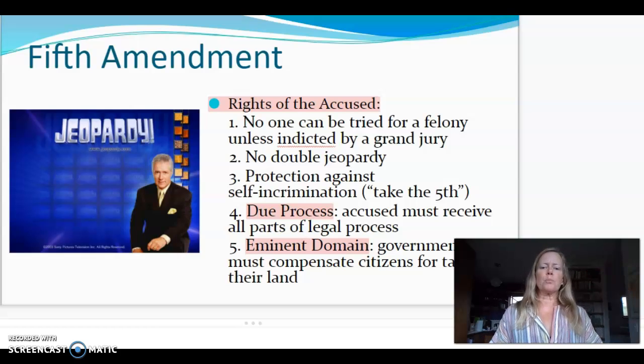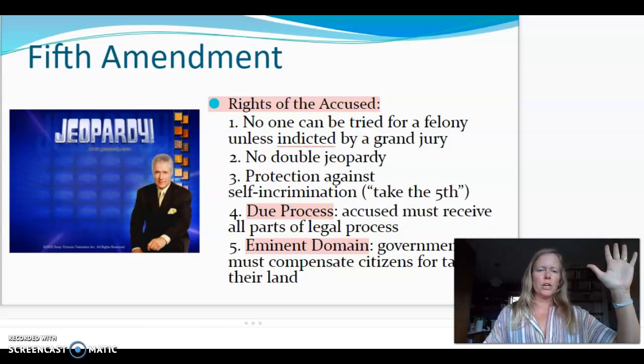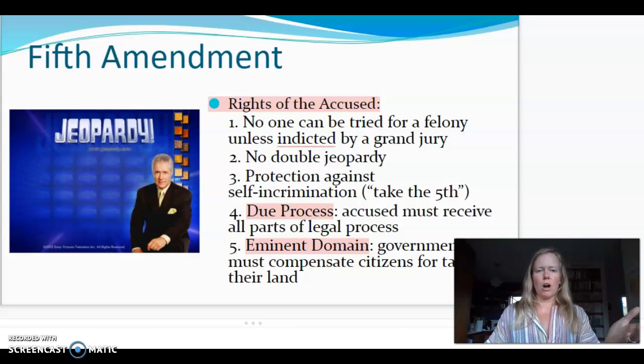The third part is protection against self-incrimination. You've seen this in the movies, people say, I'm going to plead the fifth. This basically just means if you're on trial, you do not have to speak in your own defense. You might actually hurt your case, okay? So a lot of times, let the lawyers do the talking, right?